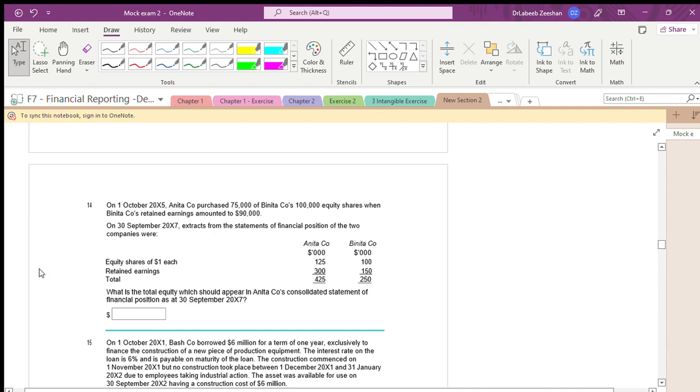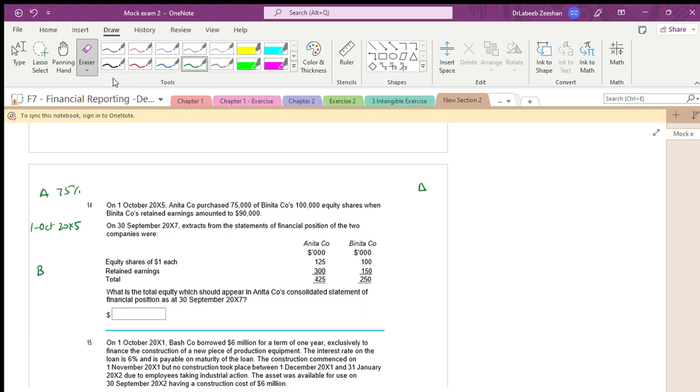Next, on 1st October, Anita purchased 75% of Bintus. This is A and this is B. How much did they purchase? 75%. When did they purchase? October 2005. The non-controlling interest is going to be 25%. How much were the retained earnings of Bintus? Retained earnings were 90,000.